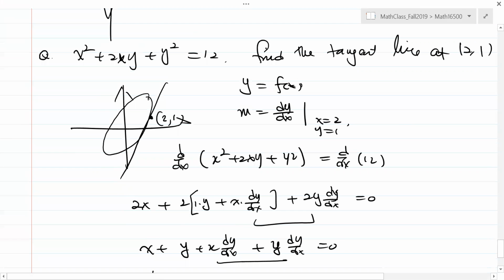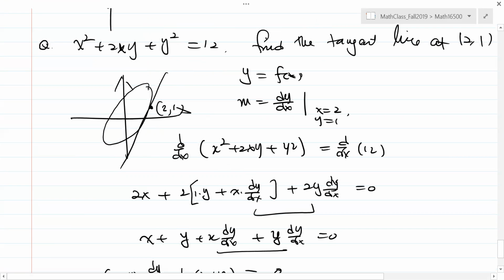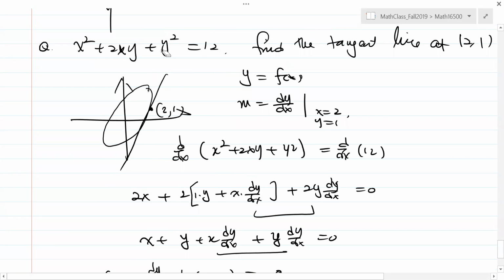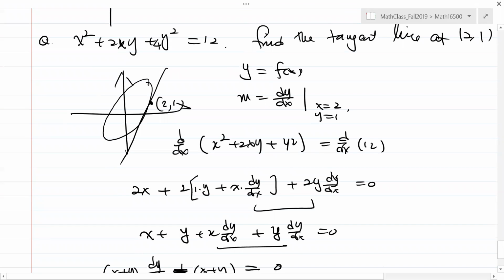Find the tangent line at... I think the number is 4 here. Otherwise, this is not the graph. So indeed (2, 1) is a point on the graph. What happens with this, and what happens with 2? So I see 2x plus 2 times... When we take the derivative, we do the product rule.